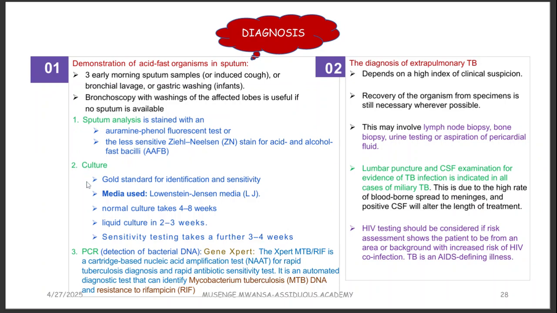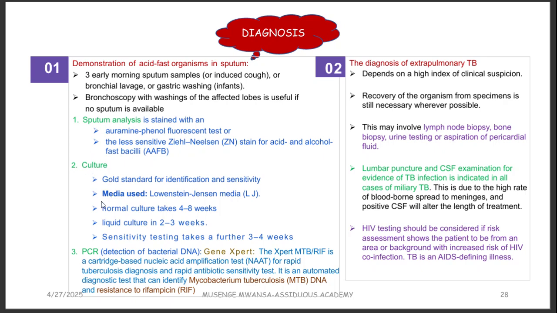And then on the sputum you can also do culture. Culture is a gold standard for diagnosis of TB, and culture is used for both identification and sensitivity. The media that we use for culture is the Lowenstein Jensen media, the LJ media.